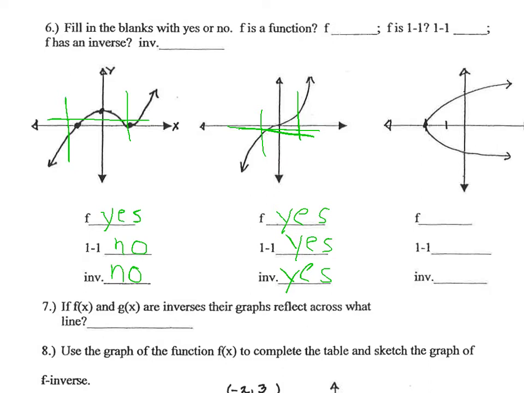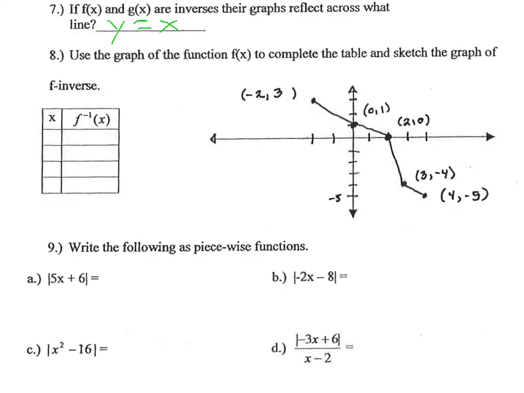For the next one, it does not pass the vertical line test, so it's not a function. It's definitely not one-to-one, and we will not have an inverse function. For inverses, they always reflect across the line y equals x. So that is the answer to number 7.